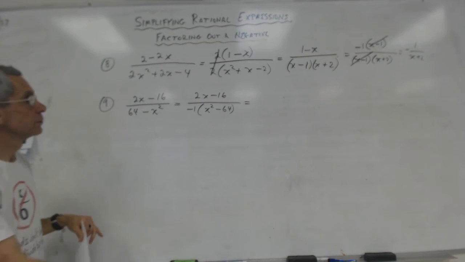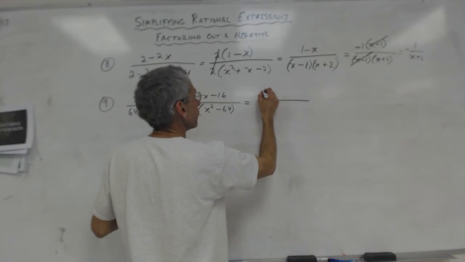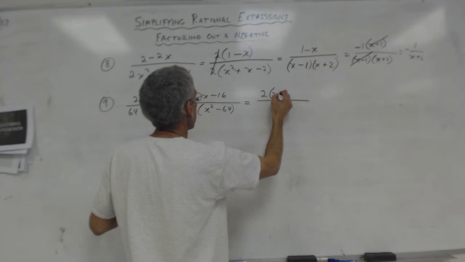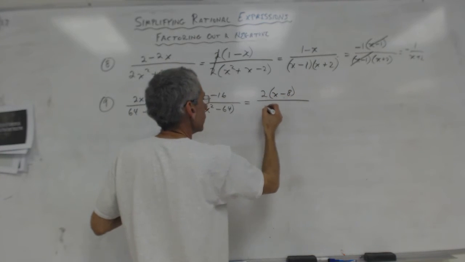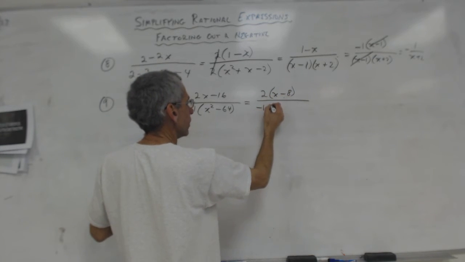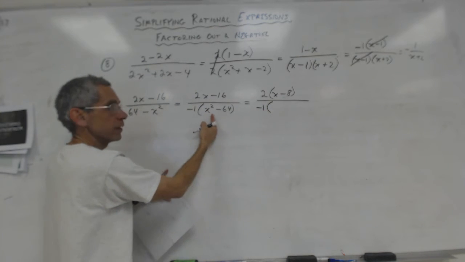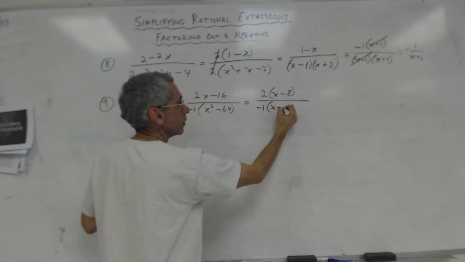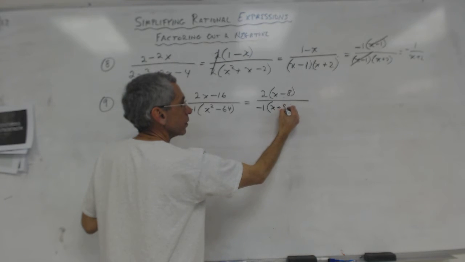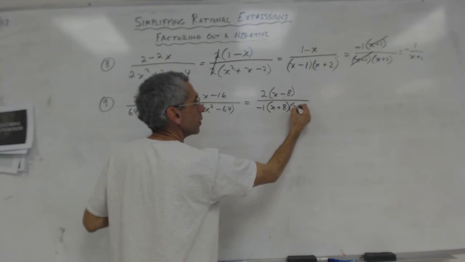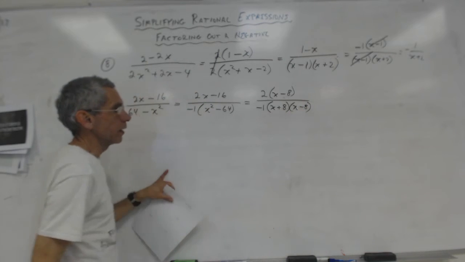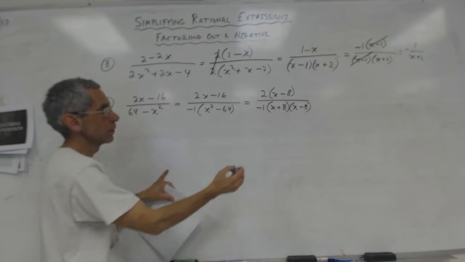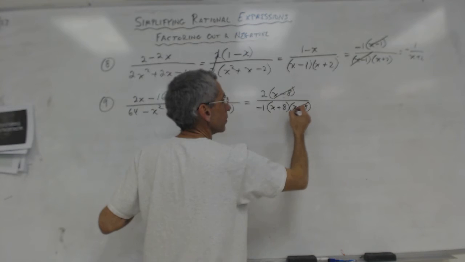The top, you can divide the top by 2. Okay, so on top I could factor out a 2. So that gives me x minus 8 over negative 1 parenthesis. Can I factor this? Yes. It's x plus 8 and x minus 8. Okay, now what can I do? You can cross out the x minus 8. There you go. Great.